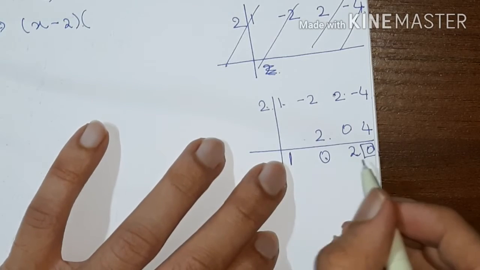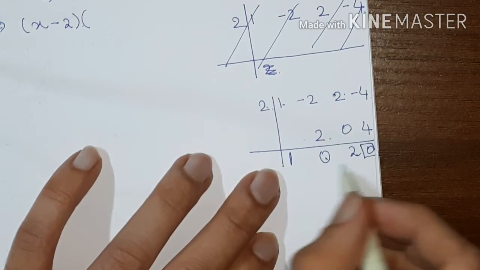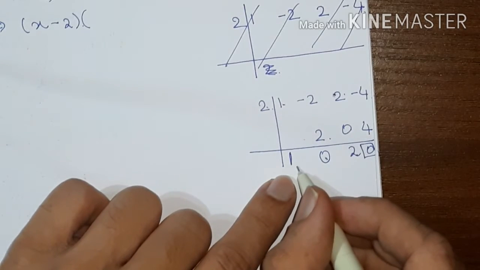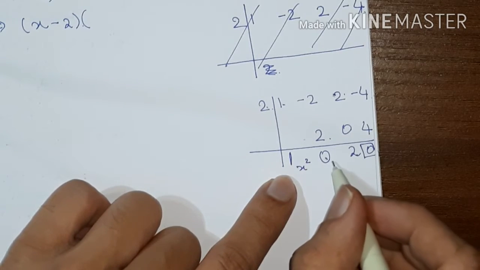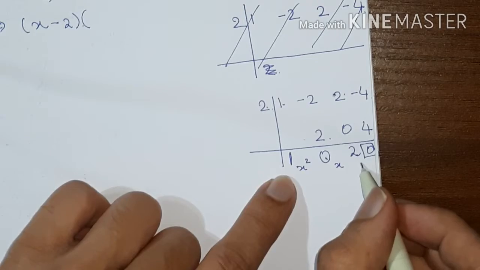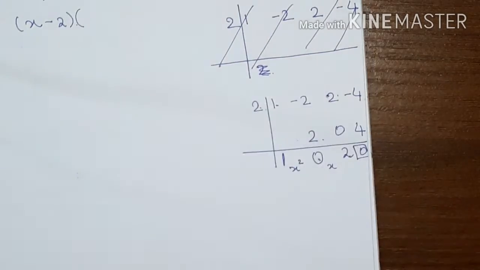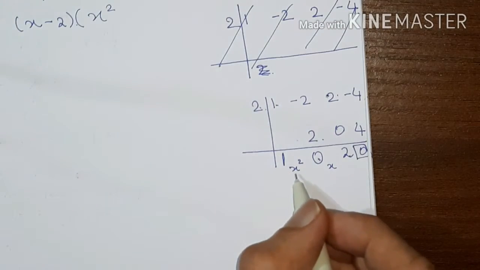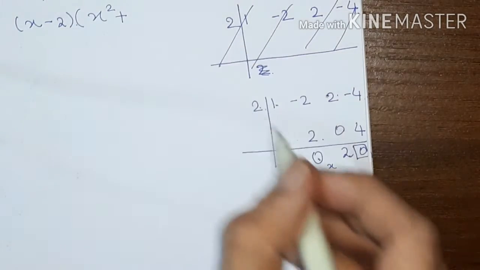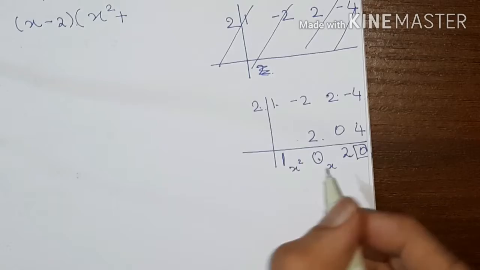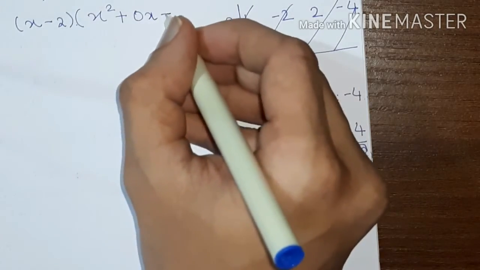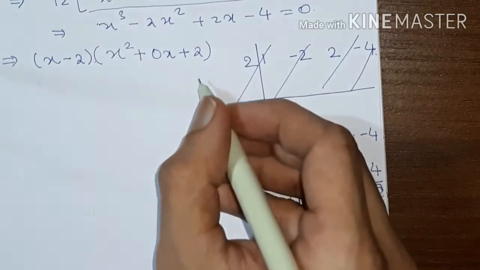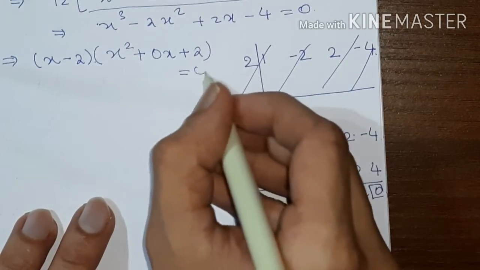Now what you do is you have to look at the coefficients of the quadratic expression. This is the coefficient of x square, this is the coefficient of x, and this is a constant. So what you will get? x square, because the coefficient is 1, so 1 times x square, plus what is the coefficient? 0, so 0x, plus the constant, that is 2, and this is equal to 0 here.